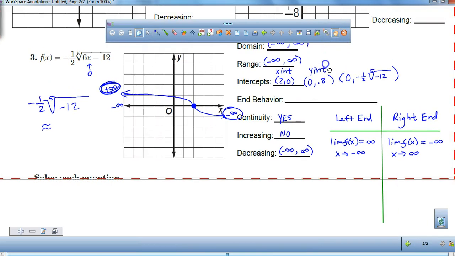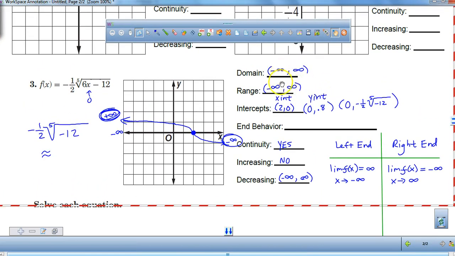So that's what you're doing on these problems. You're looking for what's the domain, what's the range, where does it cross the x-axis and where does it cross the y-axis. Here's your left end and right end behavior. It's asking you if it's continuous or not continuous. This is yes. And whether the graph is increasing or decreasing. So that's what you're doing.